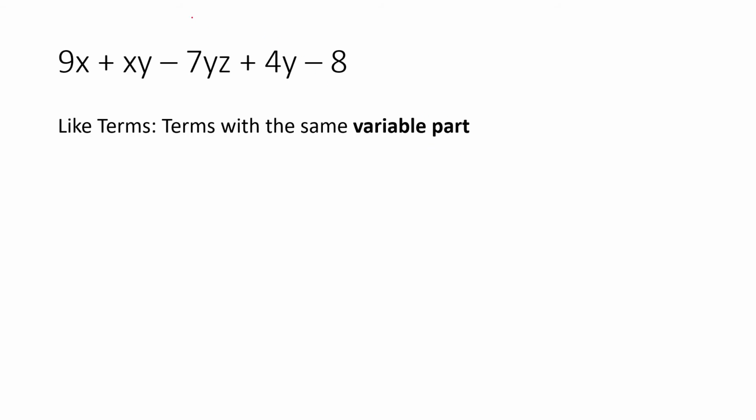So here we have an expression. Like terms are basically terms with the same variable part. So in our expression, we have x, xy, yz, and y. As you can see, all 5 terms don't share the same variable part, so there are no like terms.